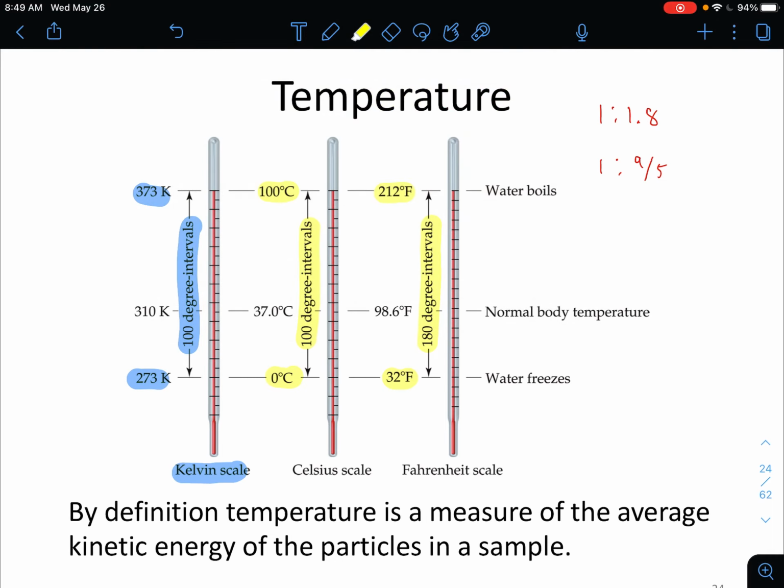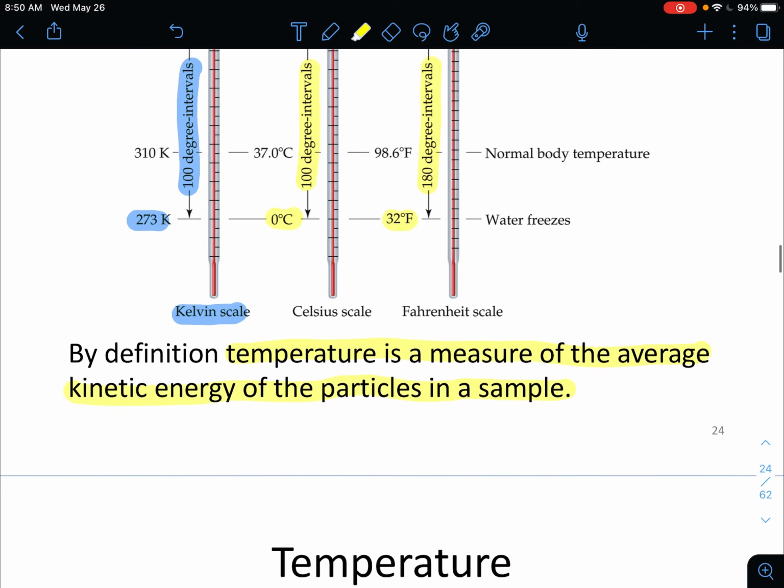Something to think about more broadly and not that critical right at this moment is when we think about what temperature is, it's a measure of the average kinetic energy of the particles in a sample. And simply put, when we're at a higher temperature, we're going to observe that particles are moving at a greater rate of speed. So kinetic energy is related to the motion of particles.